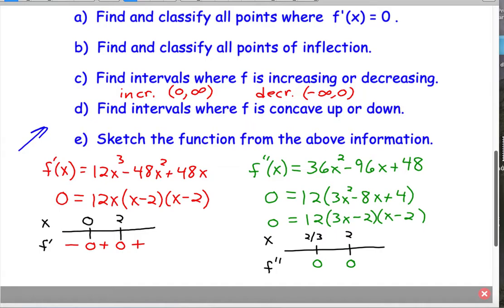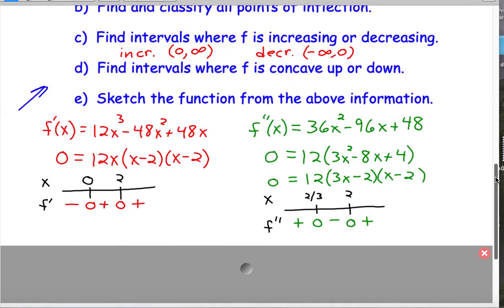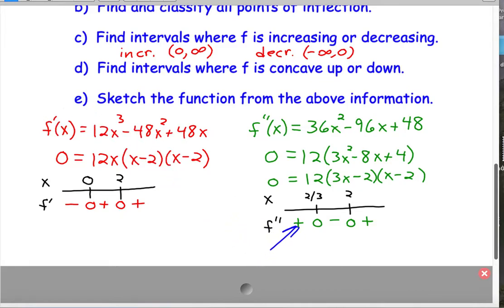So let's pick a number smaller than 2/3, like 0, and we get a positive 48. If we pick a number between 2/3 and 2, like 1, we're going to get a positive times a negative. And pick a number bigger than 2, like 3, and we'll get all positives multiplied together, gives us all positives. So let's slide this up just a bit for a second here. So what does that tell us? It tells us f double prime is positive, 0, and negative, so we have concave up, concave down, concave up again. Alright, so let's go ahead and fill in. And by the way, since the second derivative is 0, these are inflection points at 2/3 and 2. Since the first derivative at 2 is also 0, then when x is 2, we have a stationary inflection point.